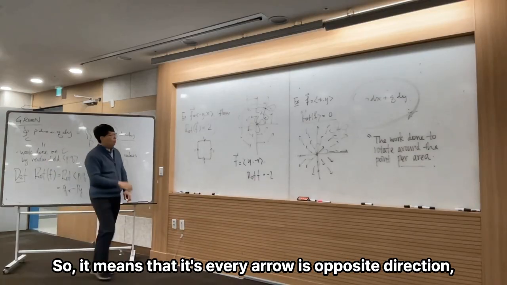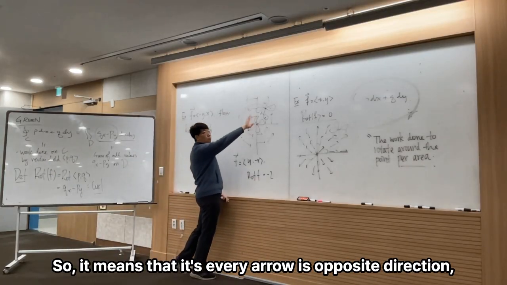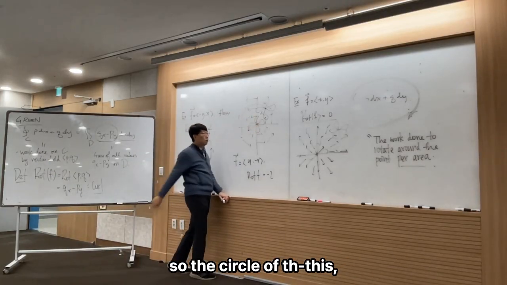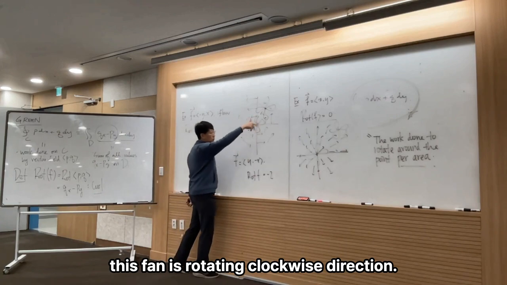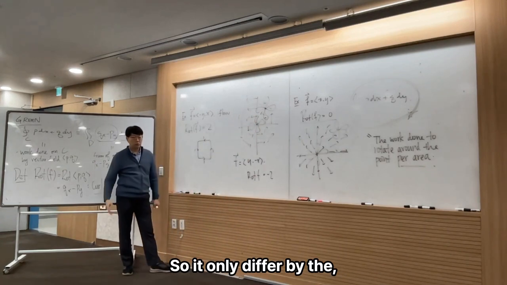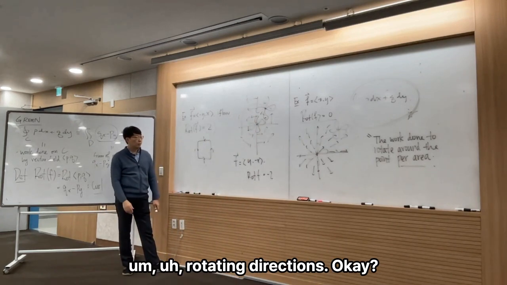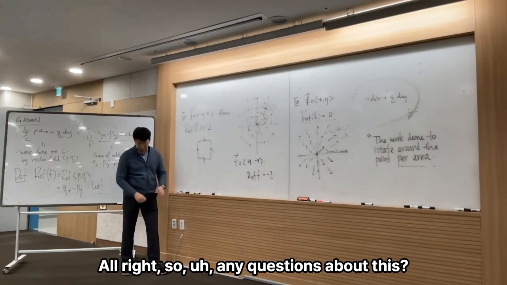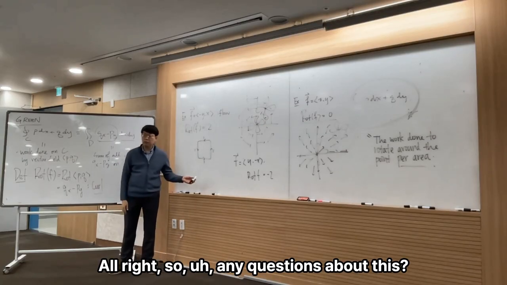If it's negative, then you are moving in the clockwise direction. So every arrow is in the opposite direction, and this fan is rotating clockwise. So it only differs by the rotating directions. Okay. All right. Any questions about this?